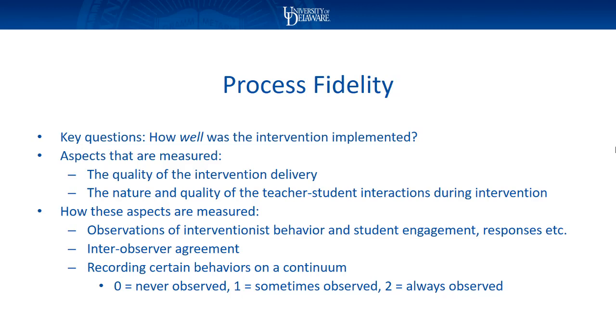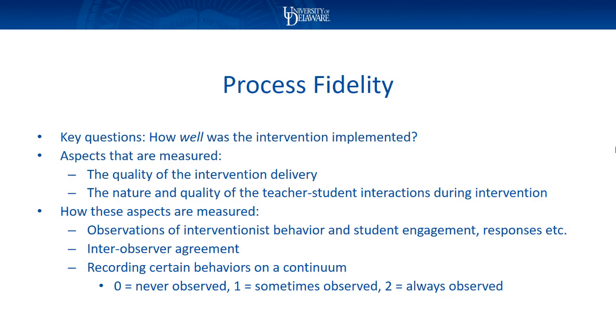So this is a little trickier than measuring whether key ingredients were done, which is more like a checklist. This, however, relates to some sort of subjective judgment. So sometimes we have observations of the interventionist behavior and student engagement, and sometimes in order to validate those observations, we have multiple observers watching an intervention occur, and then they come to some agreement, so that's inter-observer agreement. However, we could also use self-report data, and we might use a rubric that records certain behaviors on a continuum.